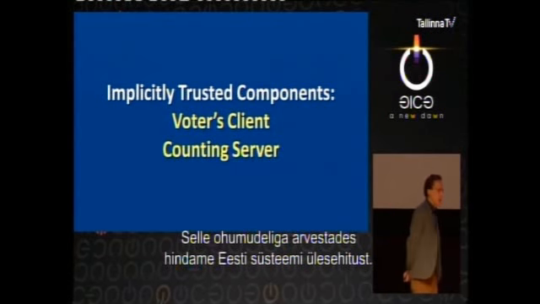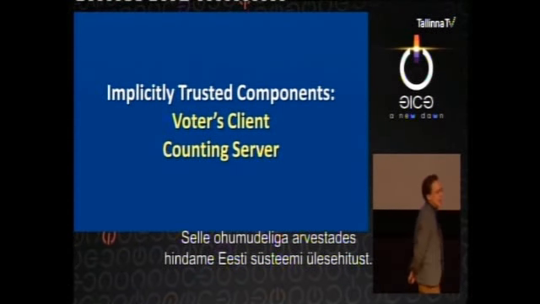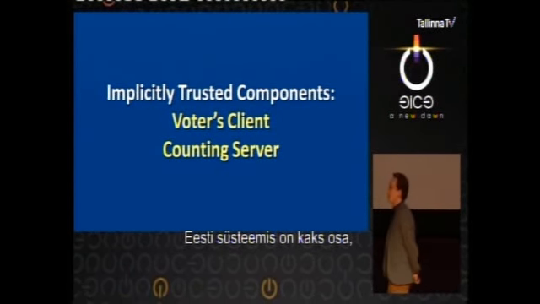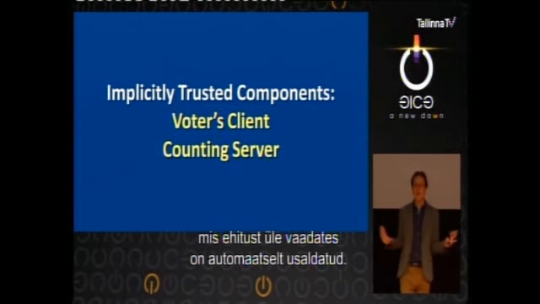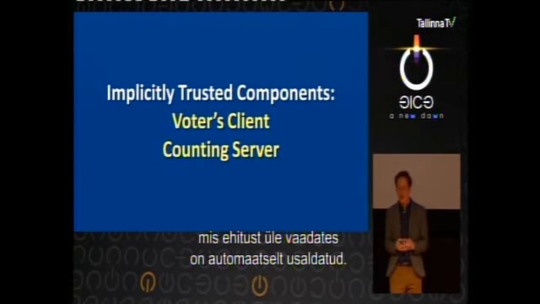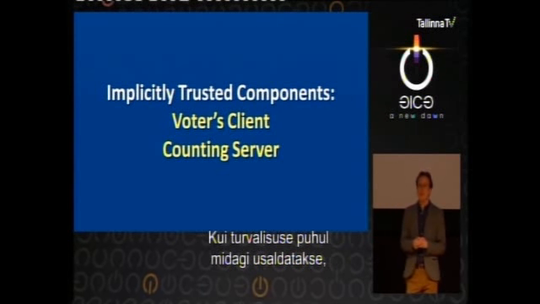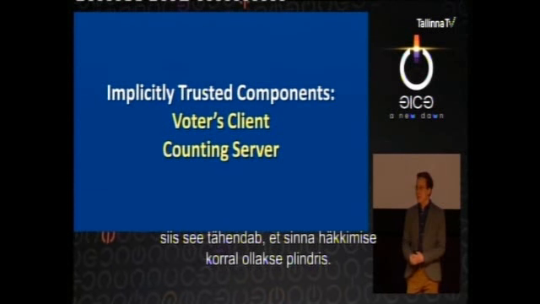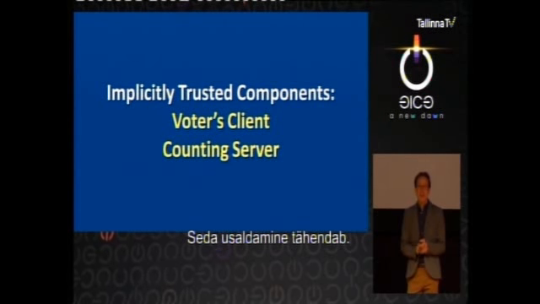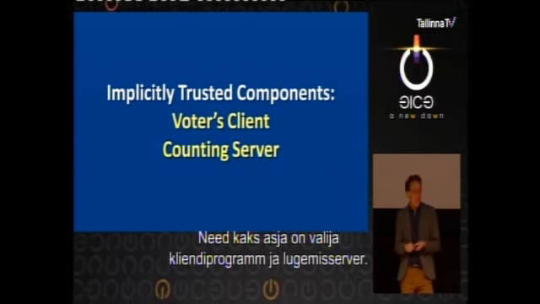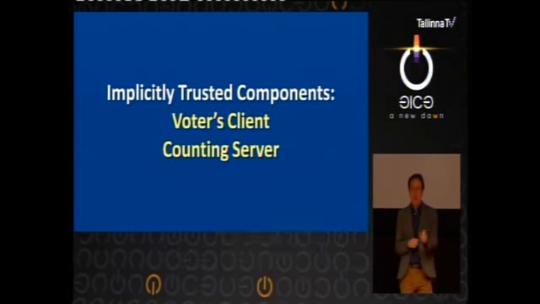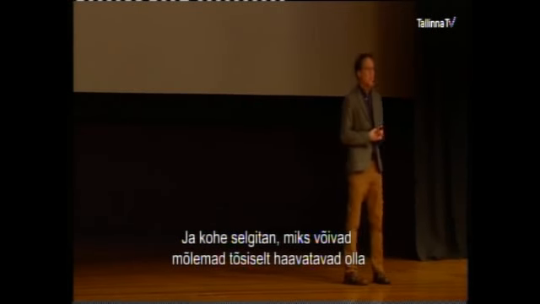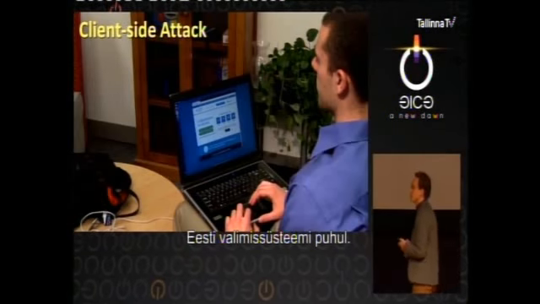All right, so with that threat model in mind, let's evaluate the design of Estonia's system. And there are two components of the Estonian design that just by reviewing the design you can tell are implicitly trusted components. And you know, in security, when we say something is trusted, we mean basically that if it's hacked into, we're out of luck. So that's what we mean by trusted. These two components are the voter's client and the counting server. And let me tell you why both of these are serious vulnerability points in the Estonian design.